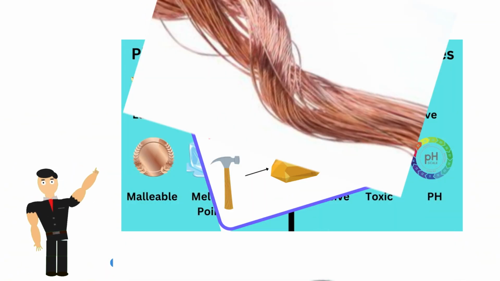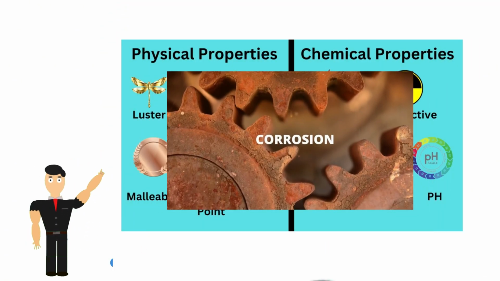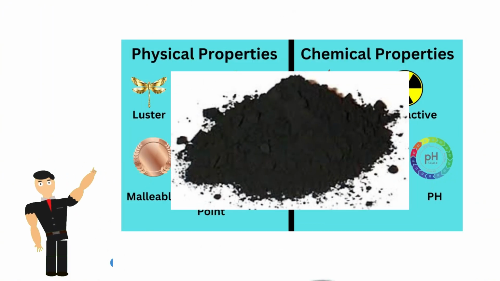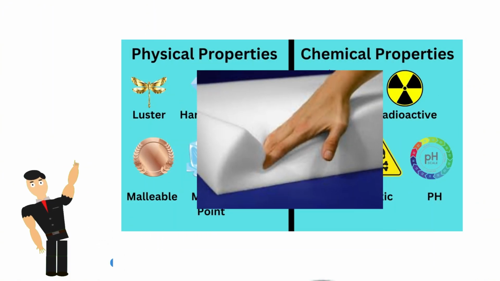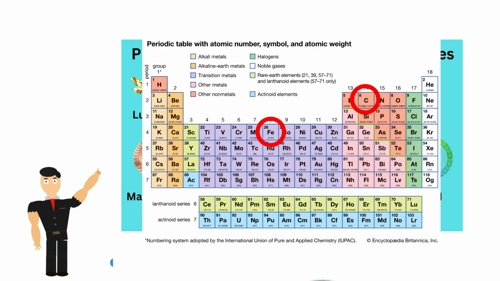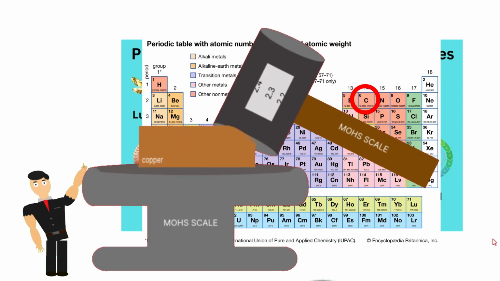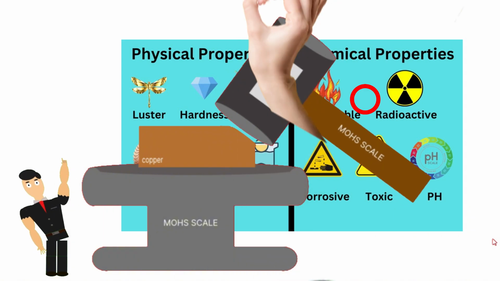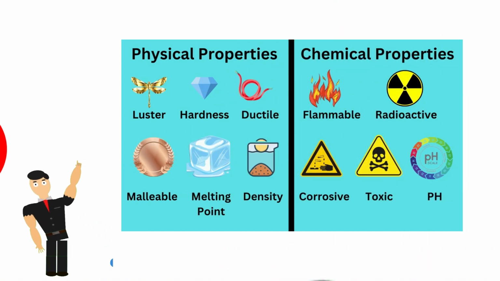It's very malleable and ductile, and it's very resistant to corrosion due to its protection barrier, copper oxide. Copper is relatively soft compared to iron and steel. It's about 3.0 on the Mohs scale, a scale determining the hardness. Okay, now let's talk about its chemical properties.